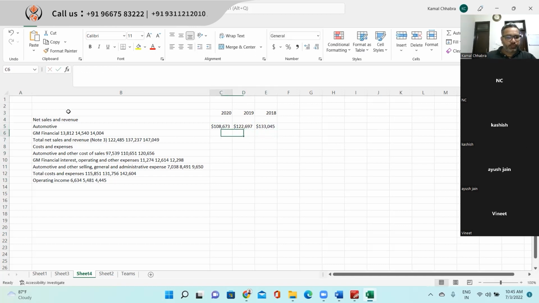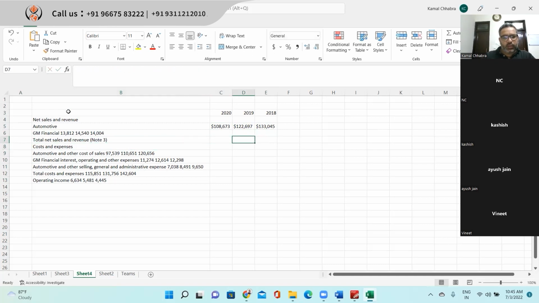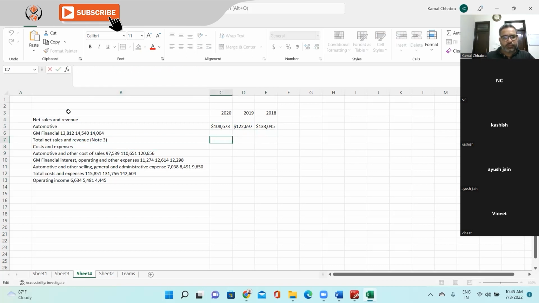This is your net revenue. Let's go with the total one. I'm not getting much into small details. Let's see the total number. This is your total revenue from different entities and different segments, right? So here this is your total revenue.